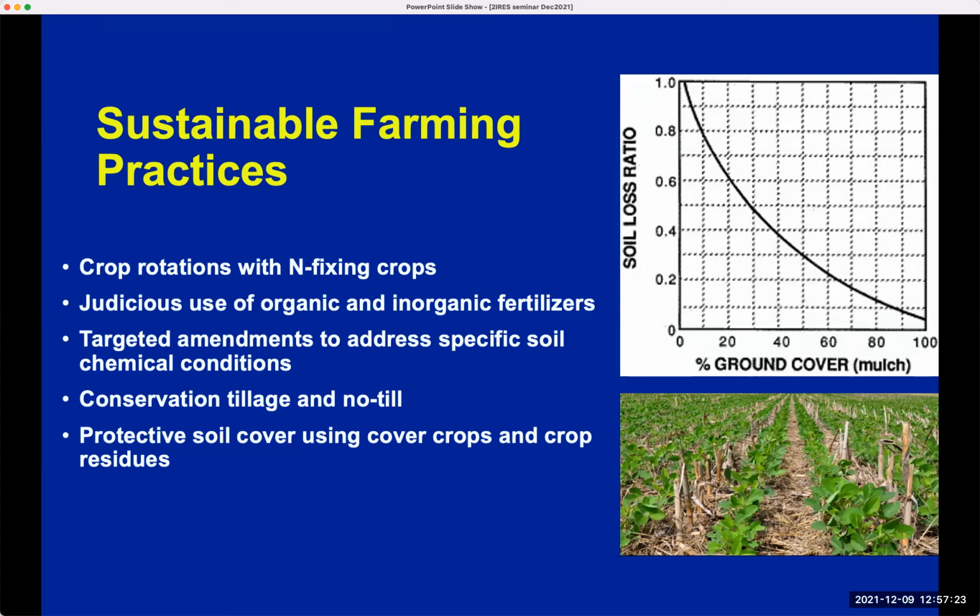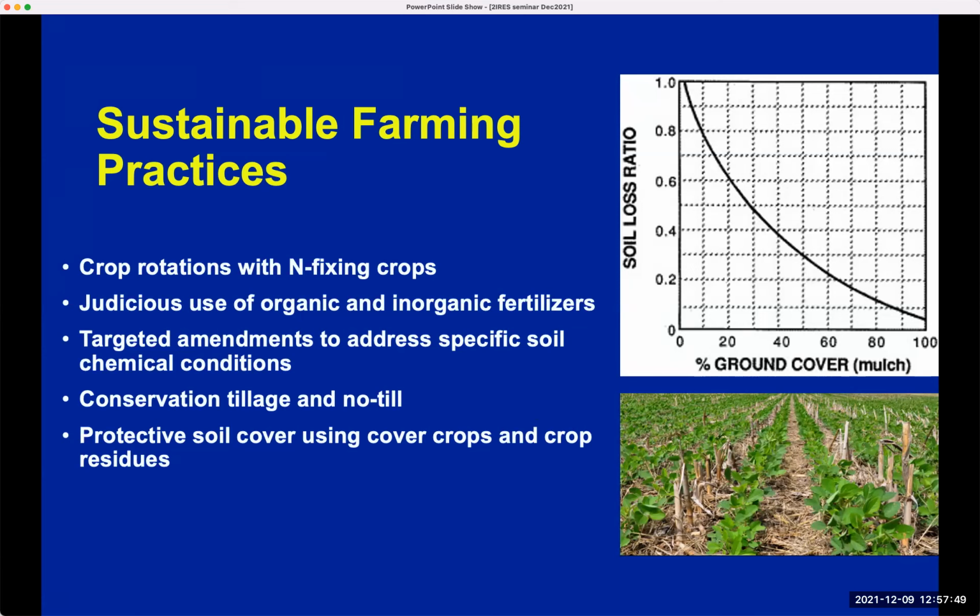Conservation till and no-till. But a no-till drill for a big farm could be $300,000-400,000. So, and your neighbors might laugh at you. So, because it's different. Protective soil cover, huge. In fact, that chart on the right shows you that just with 30% ground cover, that's the x-axis, you save 50% of your potential soil, 30%.